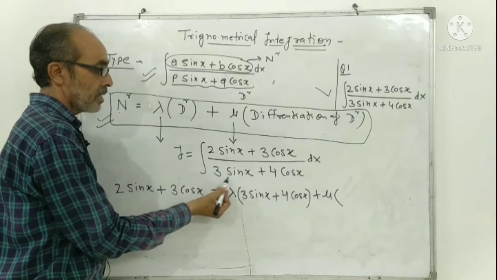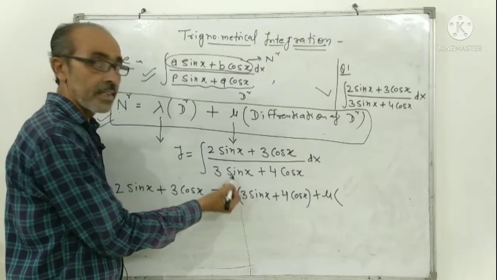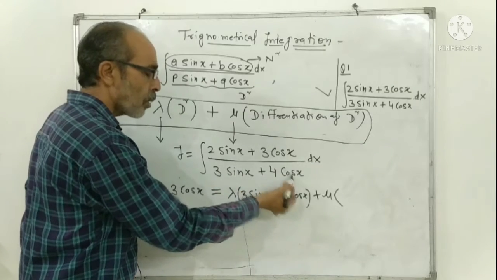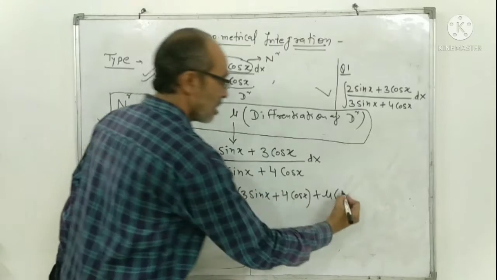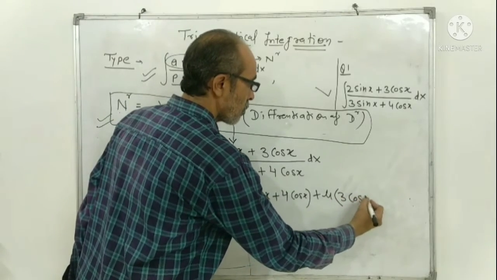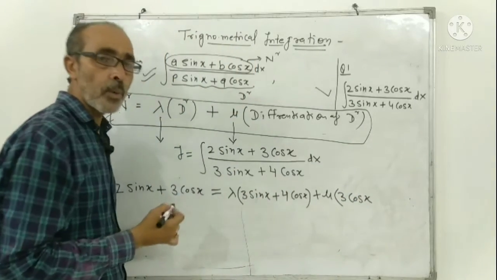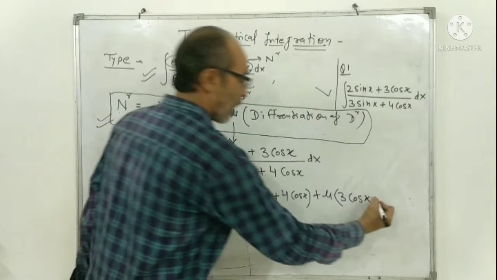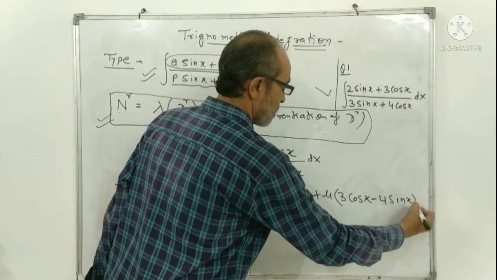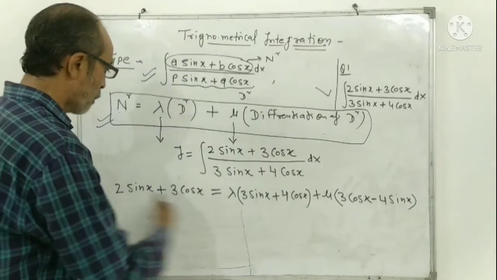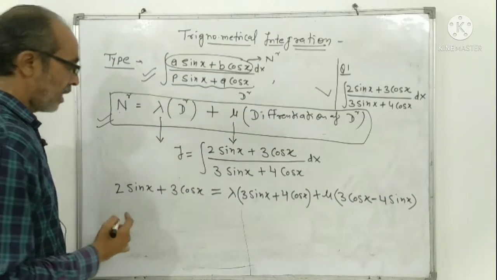So we easily write that the derivative of sin x is cos x and the derivative of cos x is negative sin x. So 3 cos x, and the derivative of cos is minus sin, so we write here minus 4 times sin x. Now we compare both sides.